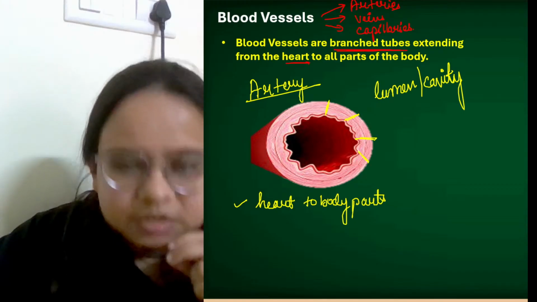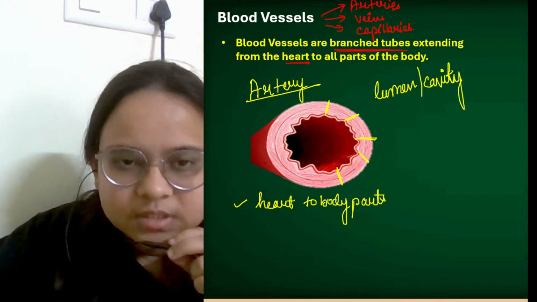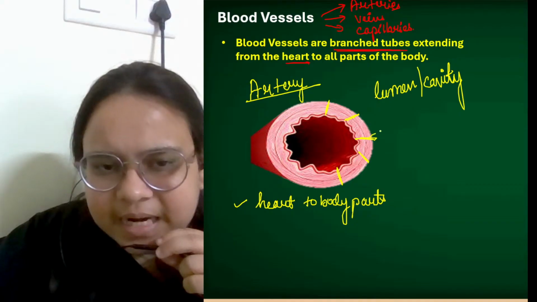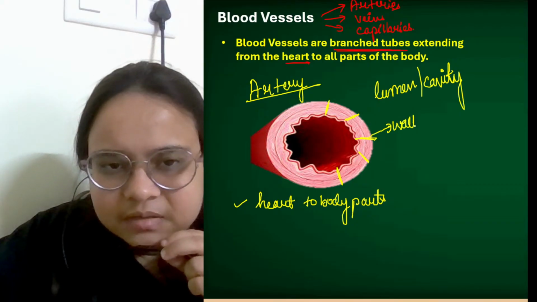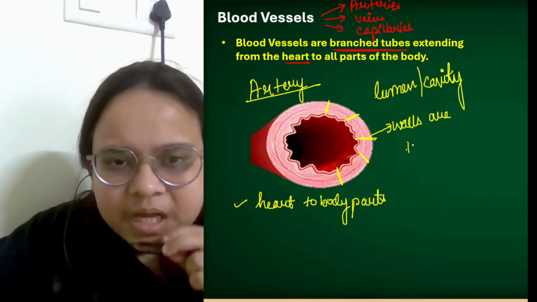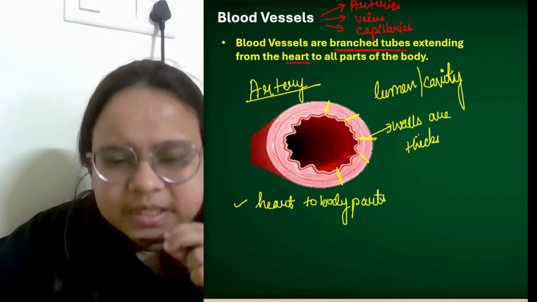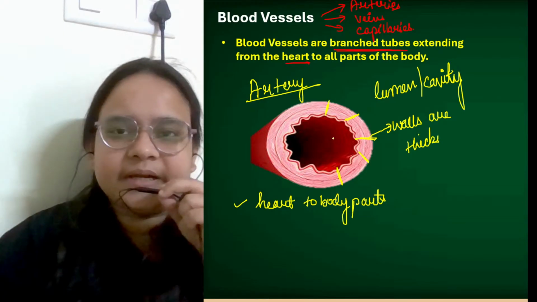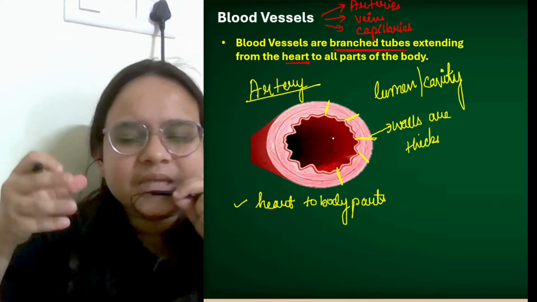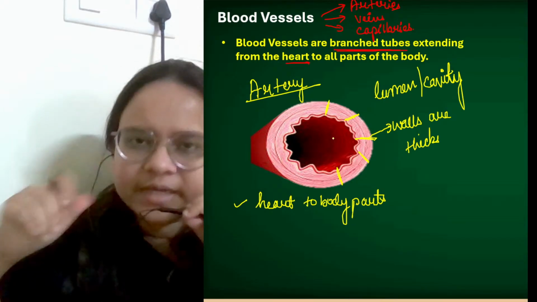These दीवार जिसको हम लोग कहते हैं, these are actually walls. Now in arteries we can see that the walls are quite thick. Walls are thick. Now suppose if the walls are thick, the lumen inside, जो अंदर का जो space है, वो क्या होगा? वो थोड़ा सा narrow हो जाएगा.